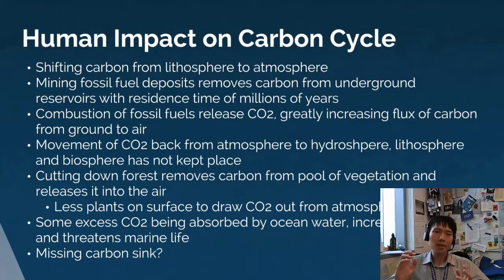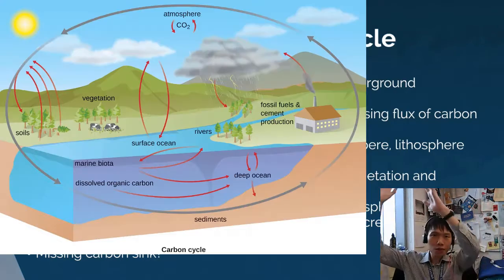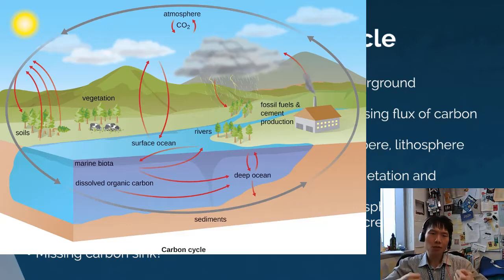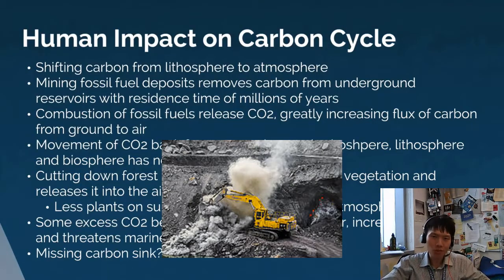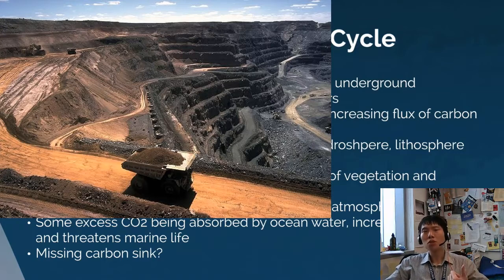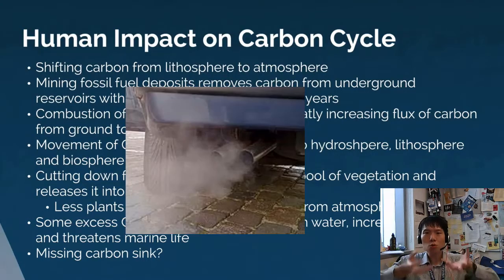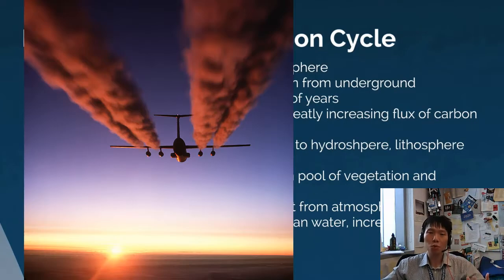Now, lastly, we talk about the human impact on the carbon cycle. One of the main impacts is shifting carbon from the lithosphere to the atmosphere. If we mine fossil fuels, these deposits remove carbon from the underground reservoirs, with a residence time of millions of years, right? So combustion of these fossil fuels, in our automobiles, homes and industries, releases CO2 so easily. And that's a very quick increase in the flux of carbon from the ground to the air.